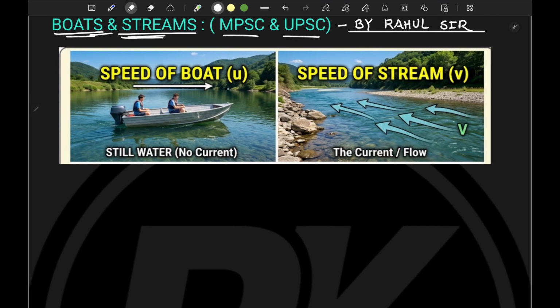Okay. So now in this topic, we have to remember that the speed of the boat is u and the speed of the stream is v. The speed of the boat is in still water. We also call it no current. The water is still, and in still water, the speed of the boat is u. Then for the speed of the stream, or the speed of the water flow, we will use v.